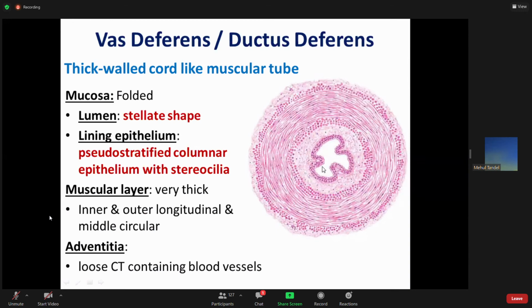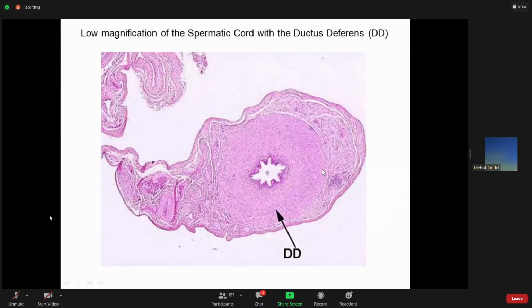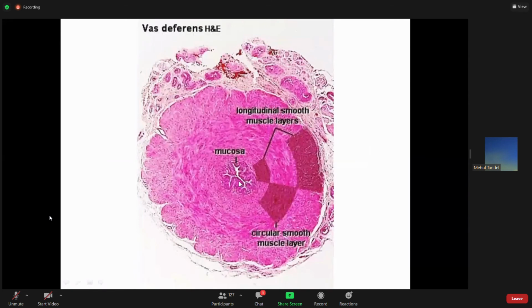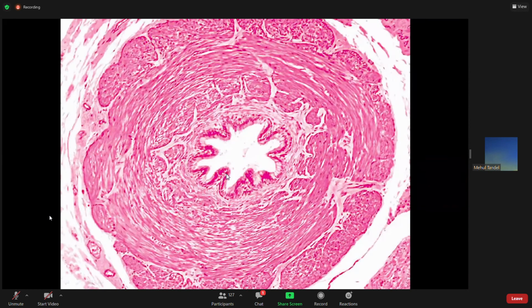This is a low power, low magnification view. You can see a very thick cord-like structure with a small lumen; due to longitudinal folding, the lumen appears star-shaped. In the larger view, you can see the epithelium, pseudostratified columnar with stereocilia, surrounded by the muscle layer: inner longitudinal, middle circular, and a very thick outer muscle layer.